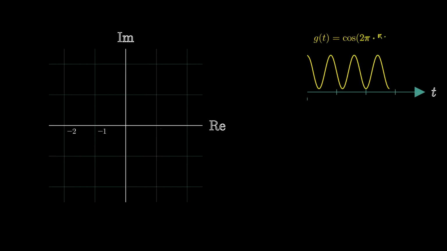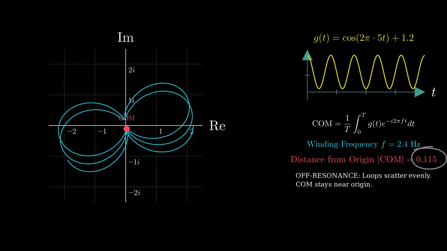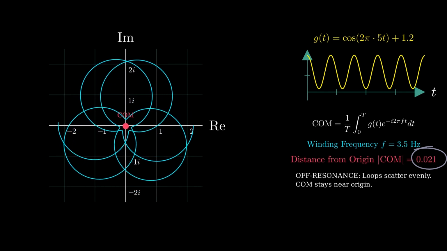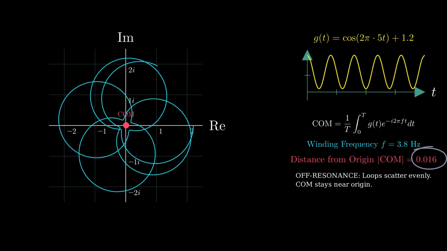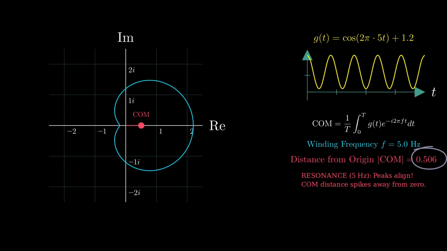Why do we wind the function? Watch what happens to the shape's center of mass. When our winding frequency doesn't match the signal's 5 Hz frequency, the loops scatter evenly around the origin, keeping the center of mass right near zero. But the moment our winding frequency hits exactly 5 Hz, the wave's peaks line up on one side. This asymmetry pulls the center of mass dramatically away from the center.